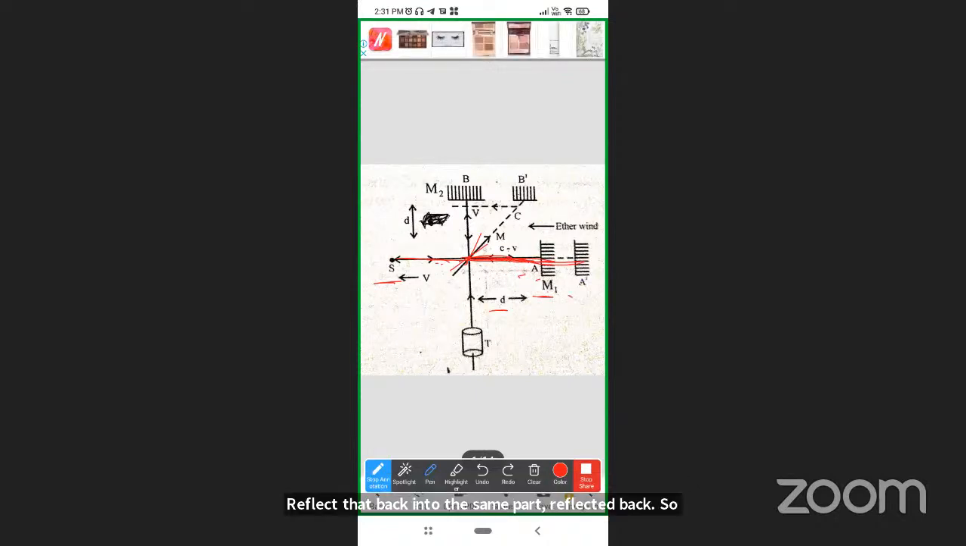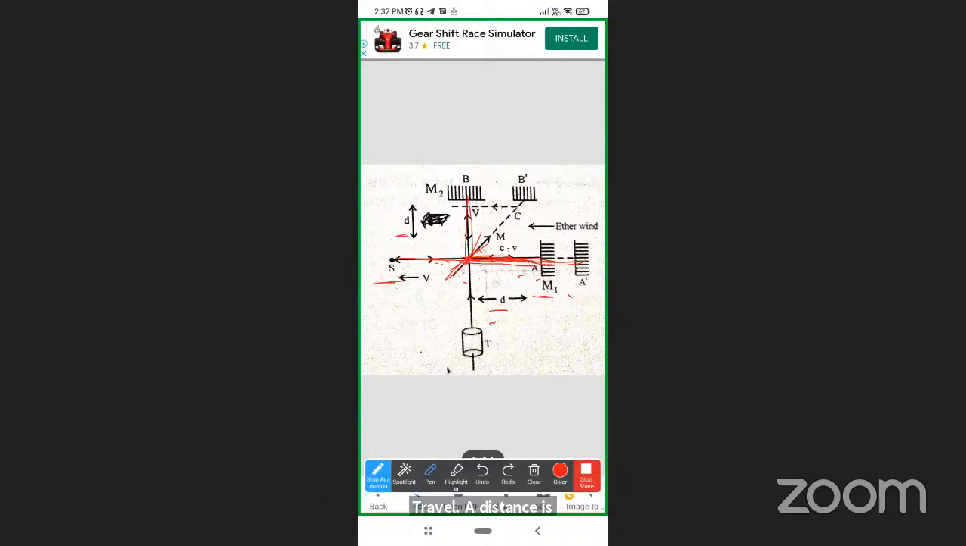The reflected light travels back and reaches the mirror M. The other light, the reflected one, travels a distance d perpendicular to the incident light, reaches mirror M2 at a point B, and is reflected back to M.